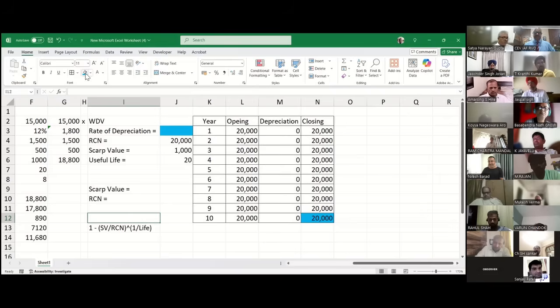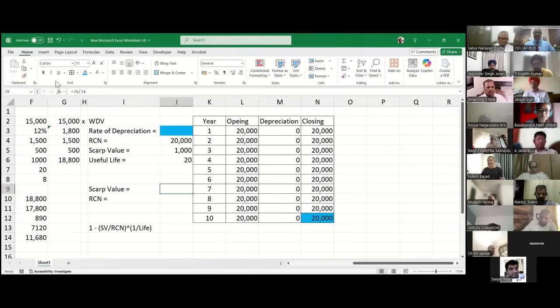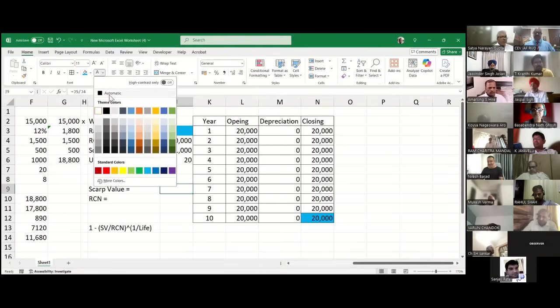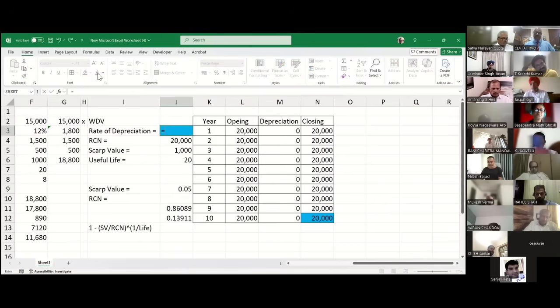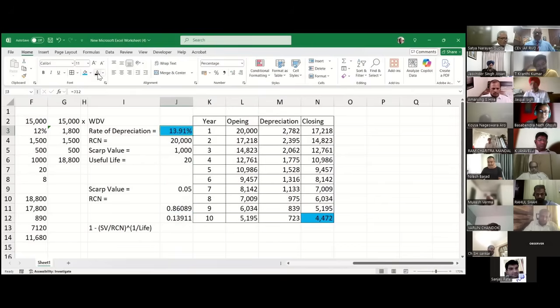Zero point 139. 0.139 मतलब 13.9%. Okay, scrap value divided by replacement cost क्या आएगा? 0.05. सही है, 1,000 divided by 20,000. Yes, 0.05. Then raised to n, 1 by 26. 1 minus 0.86, 13.91%.